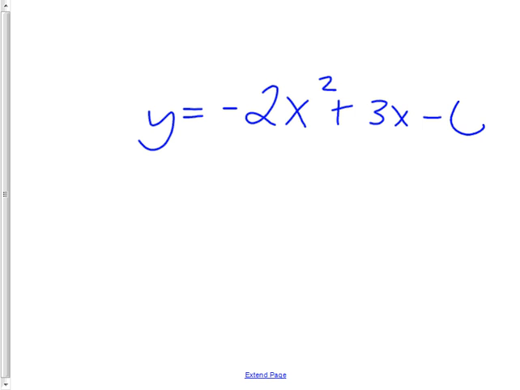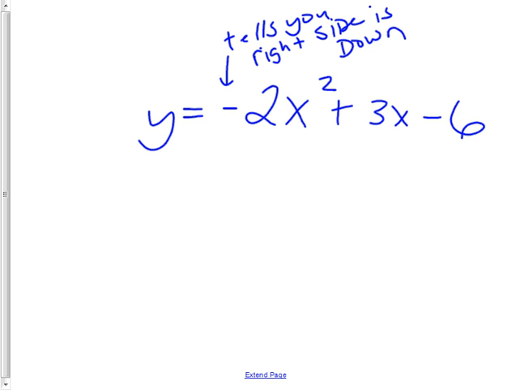So here's the notes I would take if I were you. Negative 2x squared plus 3x minus 6. The sign here tells you right side is down. Now, if there had been a positive there, then the right side would be up. All right. This tells me whether what? Exactly. This tells me if it's even.